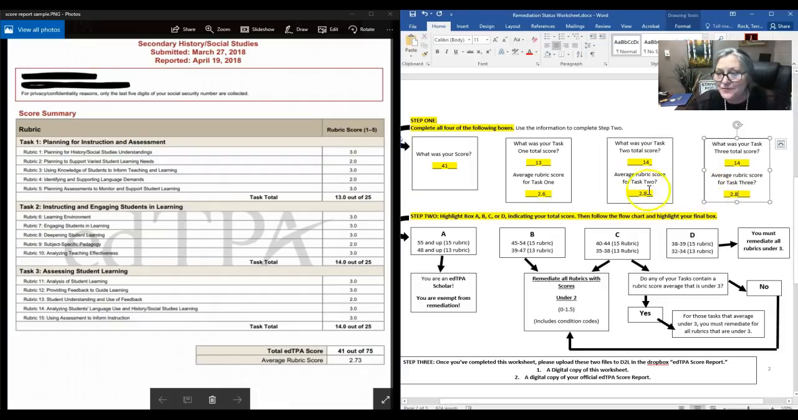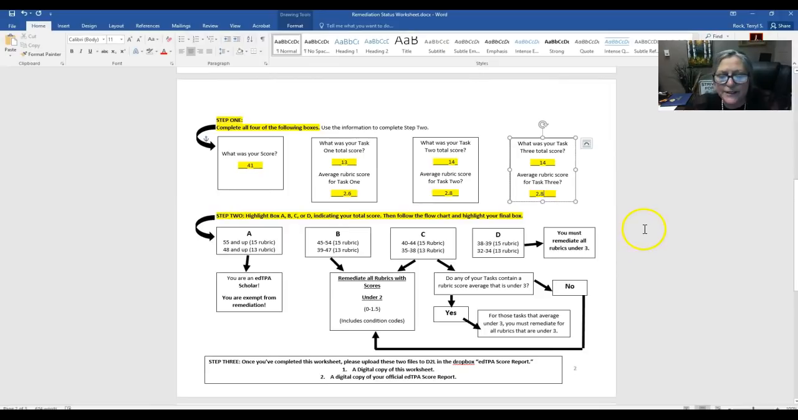After you have completed this, then you go to step 2, and step 2 says highlight box A, B, C, or D indicating your total score. I don't think we need the score sheet anymore. We can always pull it back up if we need to. So let's pull this back out. The total score was 41. I'm a 15 rubric, so I'm going to find the 41, and I'm going to highlight this box. 41. Then I come to this question.